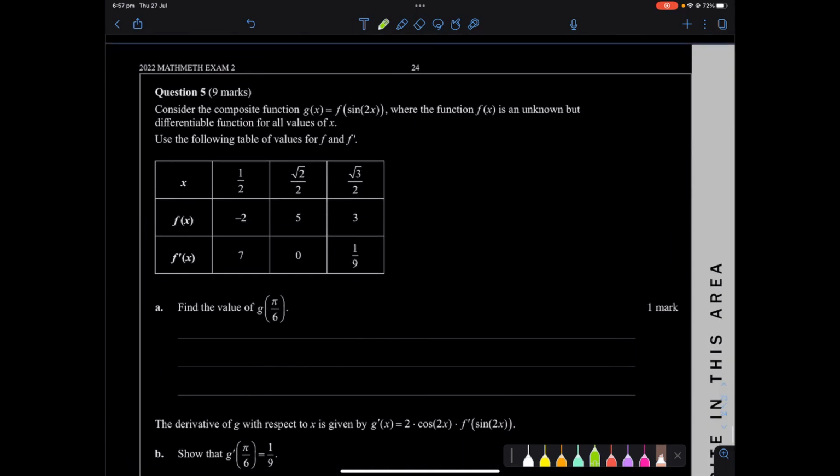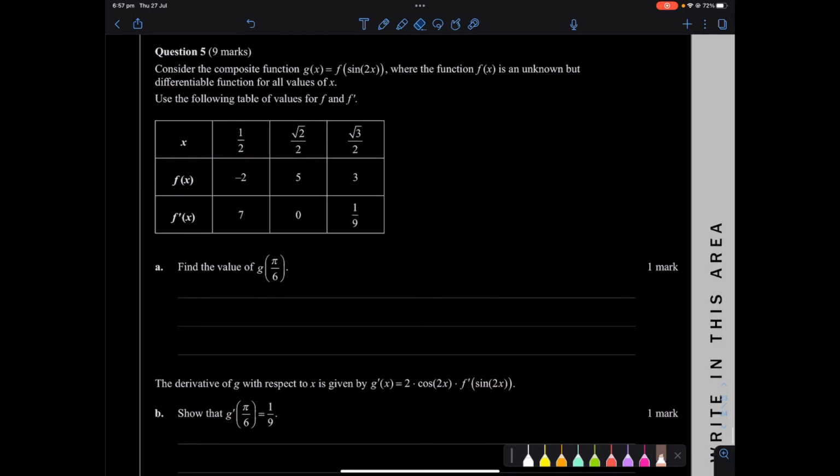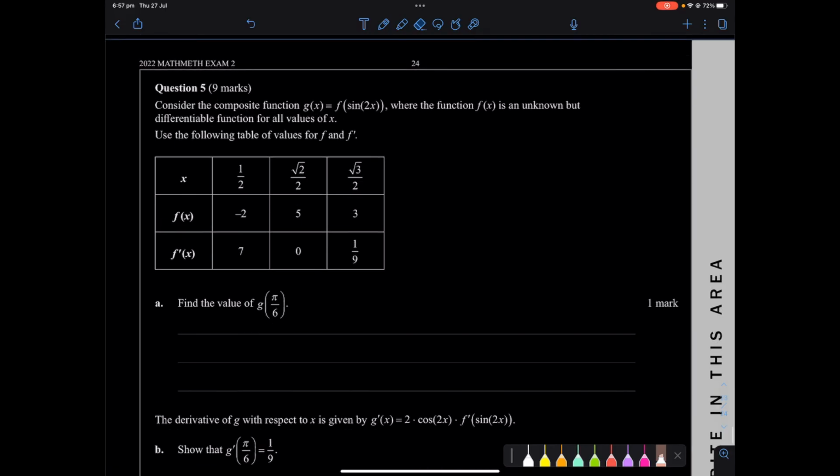Okay, let's do this quick. Consider the composite function g of x, where the function h of x is unknown but a differentiable function for all values of x. Use the following table. Use the values of f and f dash. Find the value of g of pi over 6. It's 1 mark.